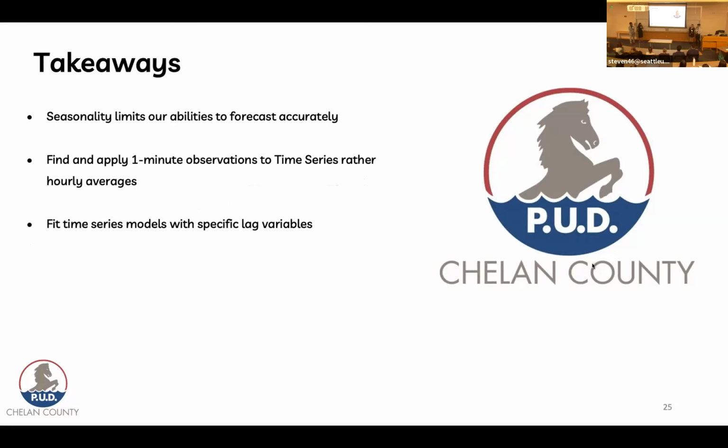So with that, for takeaways and limitations, the biggest limitation that we came across doing all of our analysis was just dealing with the seasonality and a lot of variable change from environmental changes. Just because of that, seasonality really limited our ability to forecast accurately further into the future.